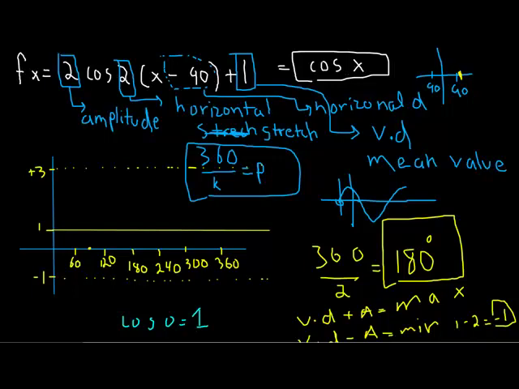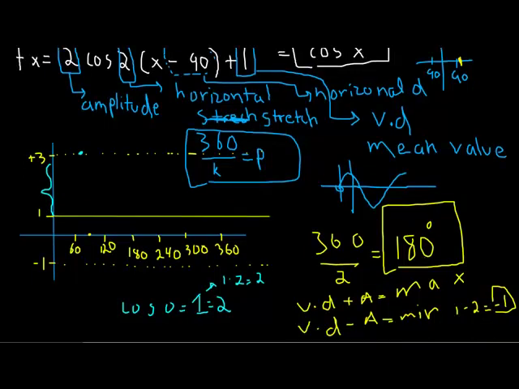So if cos of 0 equals 1, and you multiply that by 2, that should equal 2. You should go 2 up from the mean value, because you're multiplying this by 2. 1 times 2 equals 2, so you're going 2 up. So what's this plus 2? Well, that's 3, right? And then we know that our period is 180.